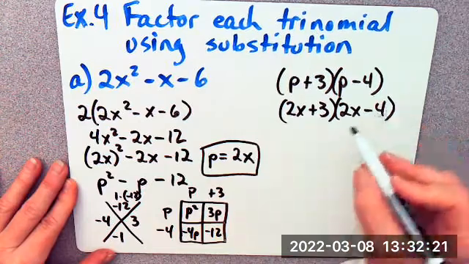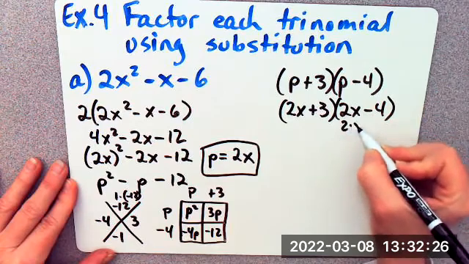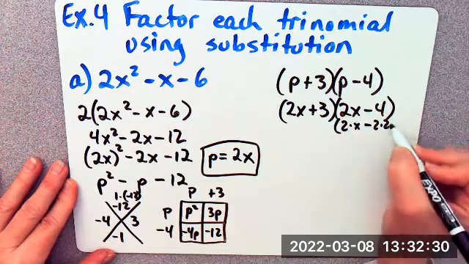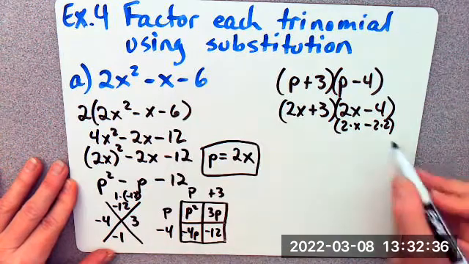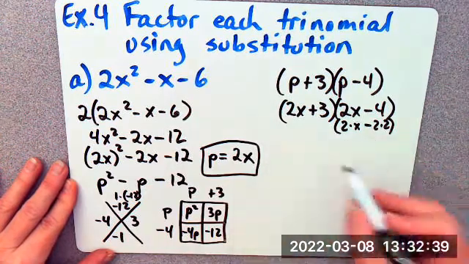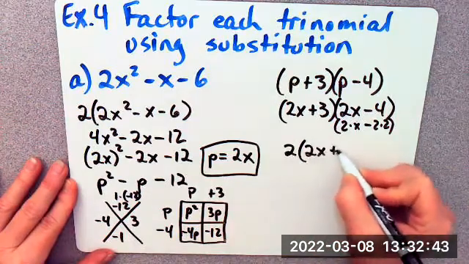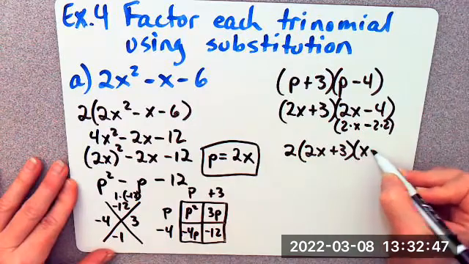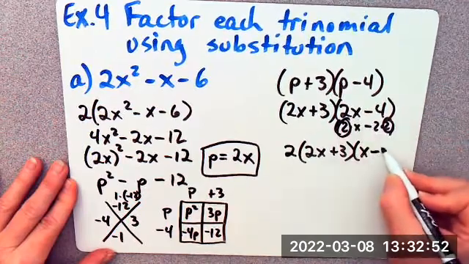So we can take the 2 out of this because this is 2 times x and 2 minus 2 times 2. So we need to take that factor out. Otherwise, we haven't factored our trinomial completely. So when we take that factor out, we have 2 times 2x plus 3. And then this leaves just x. When we take this 2 out, that just leaves x minus 2.